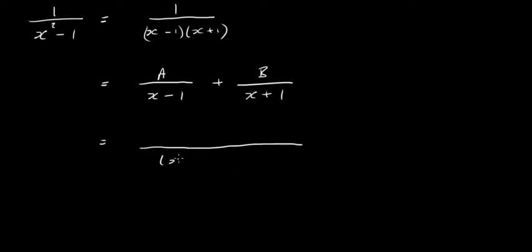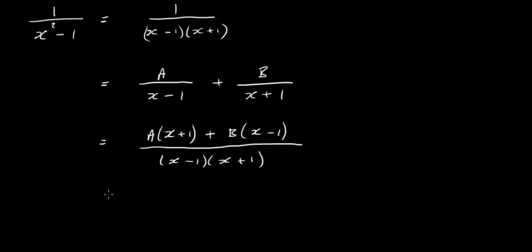So first thing we're going to do is just add these two fractions. My common denominator is x minus 1 times x plus 1. Now divide the x minus 1 into this here, you get x plus 1. x plus 1 times a is a times x plus 1. Plus divide x plus 1 into this here, you get x minus 1, so you end up with b times x minus 1.